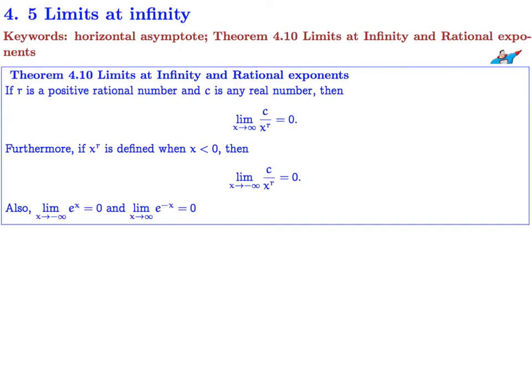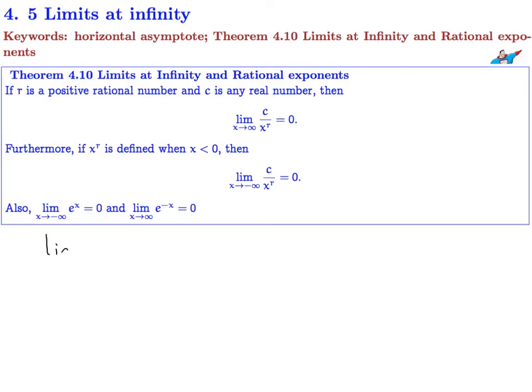Furthermore, if x to the r is defined when x is negative, then the limit as we approach negative infinity will also be 0. And we've got two more nice limits here. The limit as x approaches negative infinity of e to the x is 0, and the limit as x approaches infinity of e to the negative x equals 0.